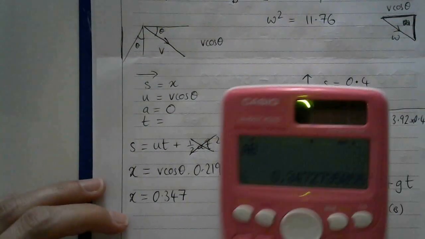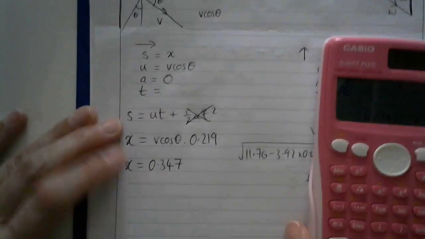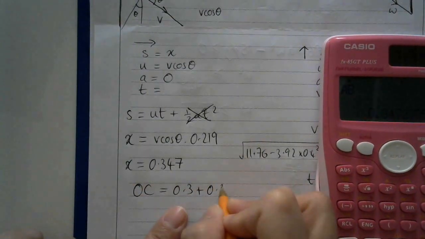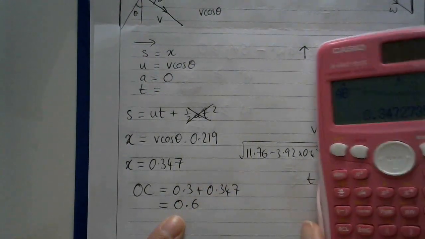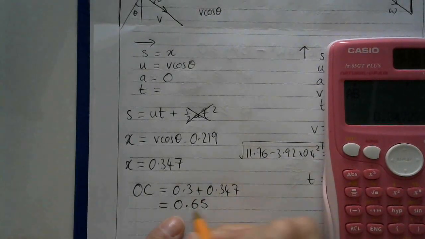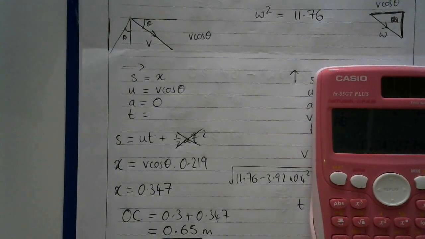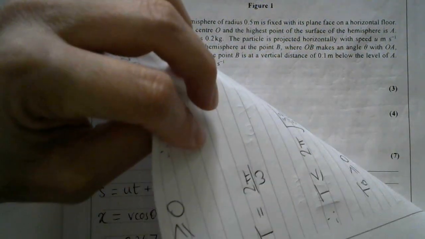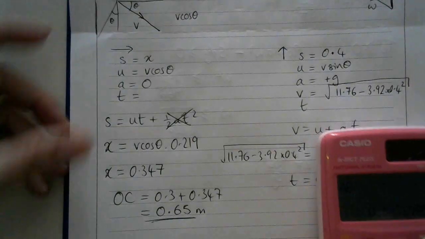So the distance that they wanted was OC, which was 0.3 plus that value of x. So now I do OC is 0.3 plus this, and so I get 0.65, or 0.647. Okay, so that part of the question is worth 7 marks. So altogether you've got 7 plus 4 plus 3, so you have 11, 12, 13, 14 marks altogether.